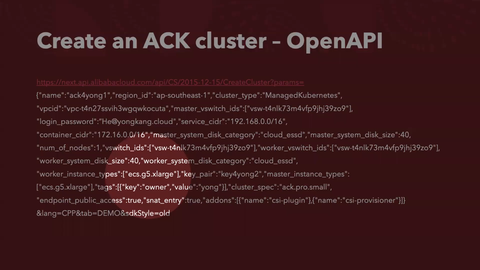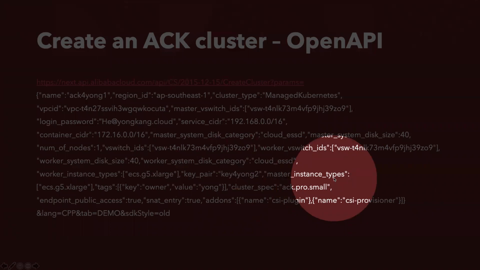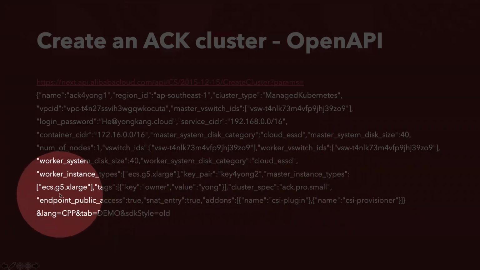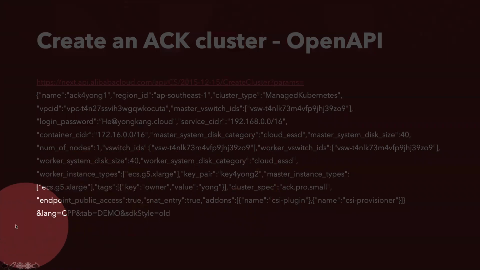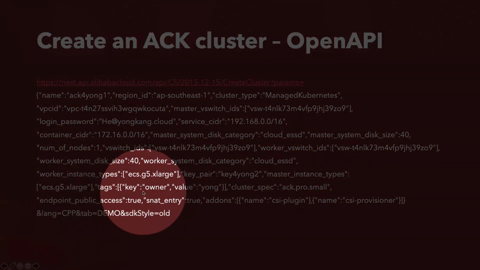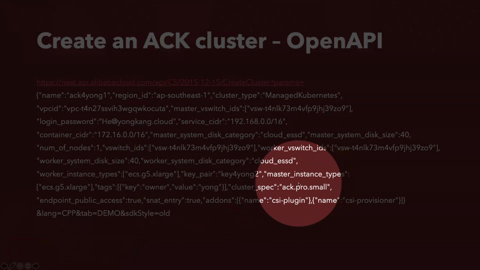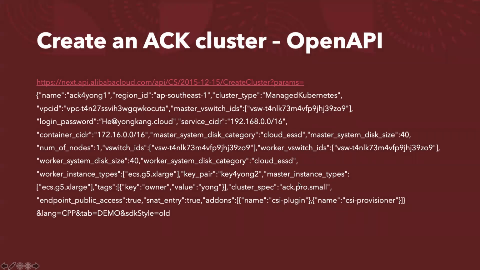And you will be asked your key pairs for the SSH access to the nodes. You need the key pair. And your master instance type, the master node instance type, I was using the same node type, ECS.G5.Xlarge. And you might optionally include the tags. So I was using tags owner equal yom. And a cluster spec. So are you using the standard cluster or the professional cluster? So most likely you will use the professional cluster. You've got more advanced features.